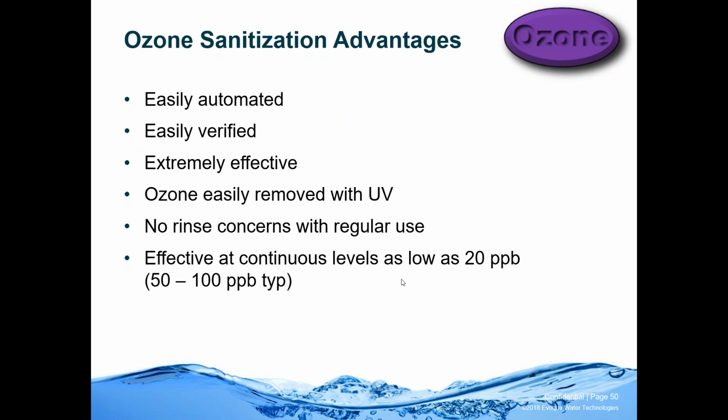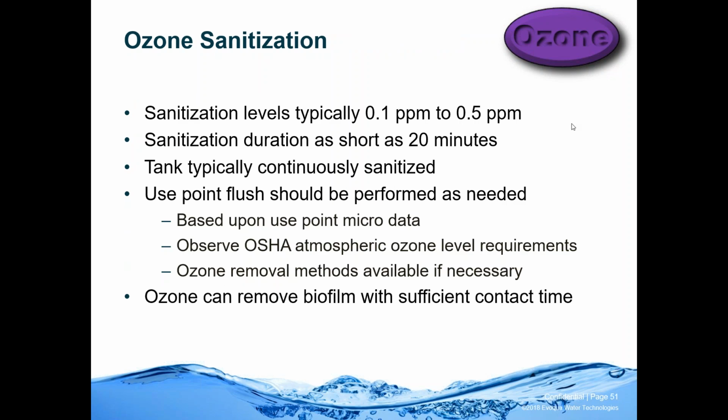What type of levels? About 20 parts per billion is the lowest level I've seen. That is a number that came out in that ISPE guide. That is pretty low. I am not saying it's not effective, I'm saying not that many run that low. 50 to 100 parts per billion is a pretty typical range during normal operation. Then when the loops are sanitized, because remember, the loops cannot have ozone in the water during production time, typically with the UVs turned off, the ozone level is ramped up. 0.1 ppm to 0.5 ppm is pretty typical. Where most are done, that cycle may be as short as 20 minutes out of service. In most cases, the tank is continually ozonated.